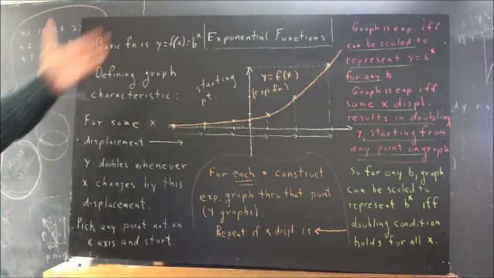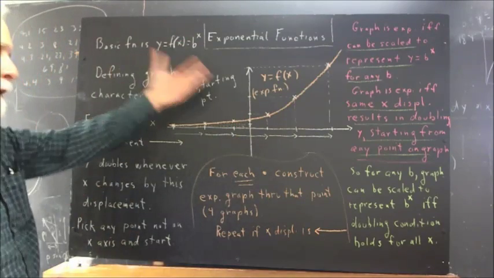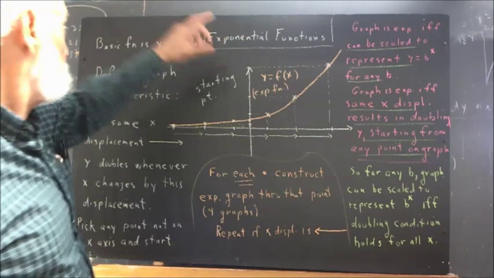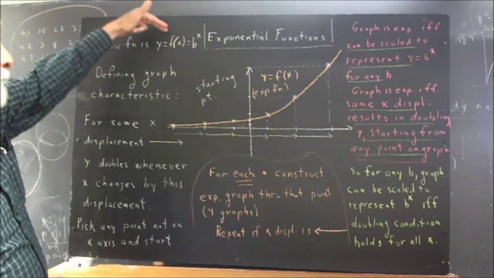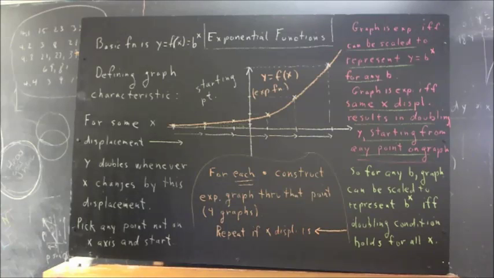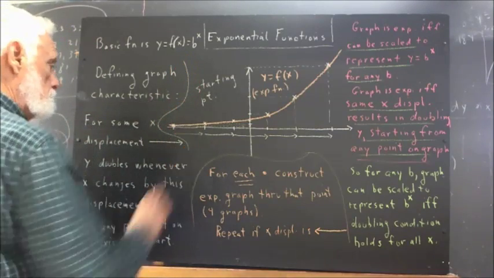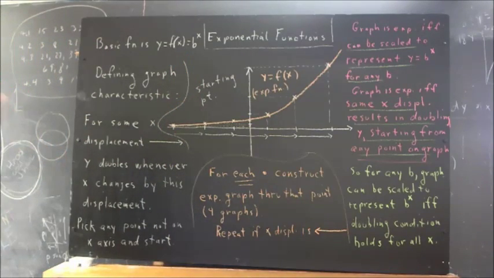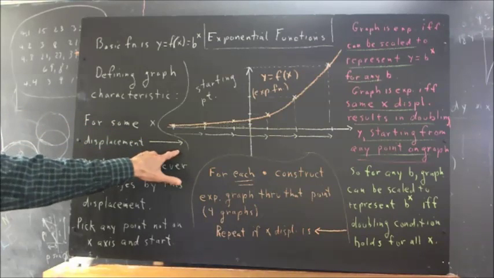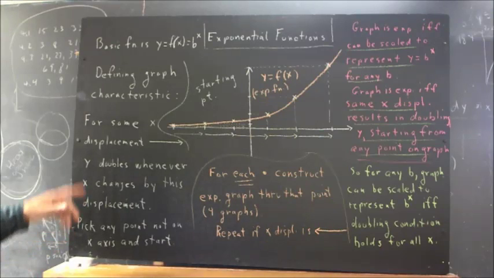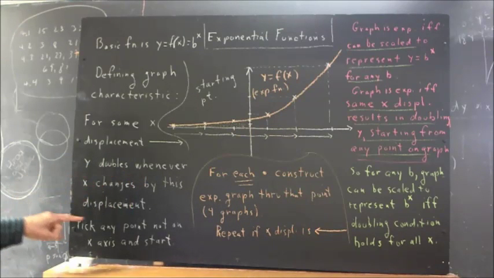Okay, a very brief discussion of the basic graphical characteristic of exponential functions. The basic function is y equals f of x equals b to the x. The defining graph characteristic is as follows. For some x displacement, represented by this arrow, and we'll explain exactly what that means in a second, y doubles whenever x changes by this displacement.